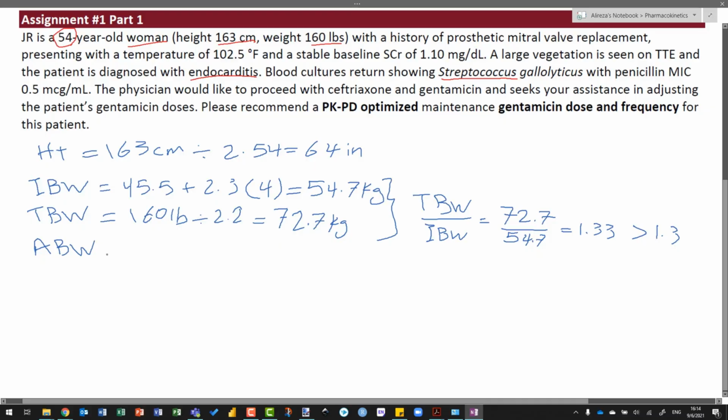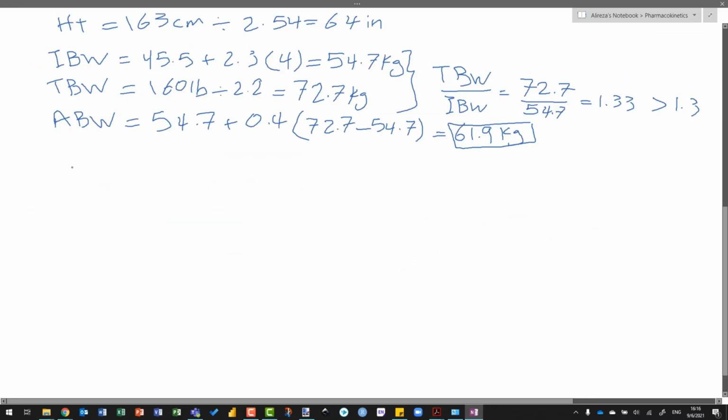So adjusted body weight equals the ideal body weight, which is 54.7, plus 40% of the difference between ideal body weight and total body weight. So 0.4 times 72.7 minus 54.7, which basically gives you 61.9 kilogram. So this is the body weight we will use.